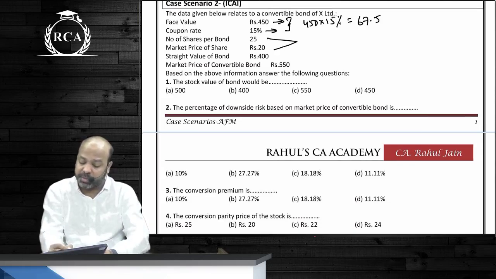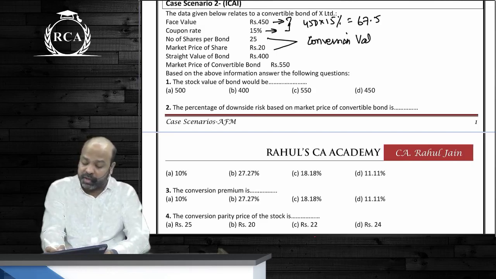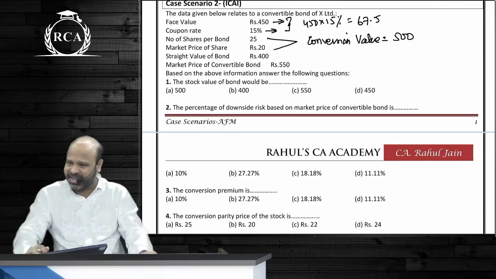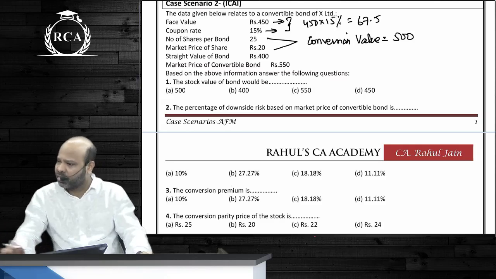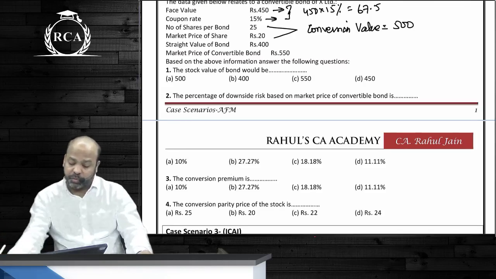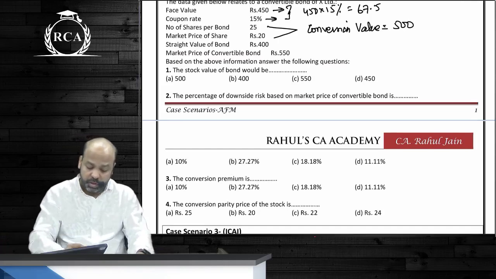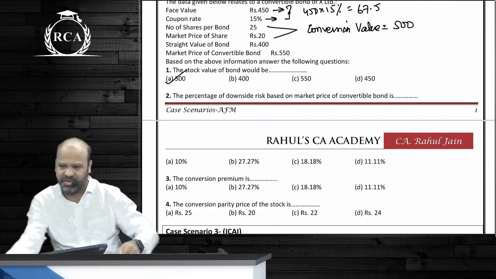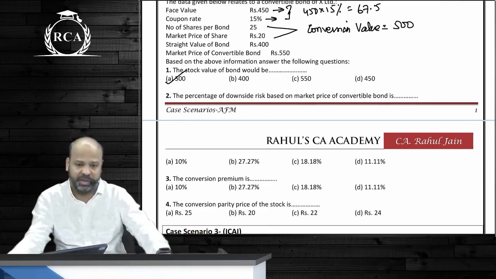So what do you think beta will be the conversion value? Conversion value beta is 500. What is straight value of the bond? 400. Market price of convertible bond beta is 550. All the details are given guys, simple MCQ है. First bit, stock value of a bond guys is how much? Obviously stock value मतलब conversion value. Conversion value beta is straightforward answer 500 rupees.